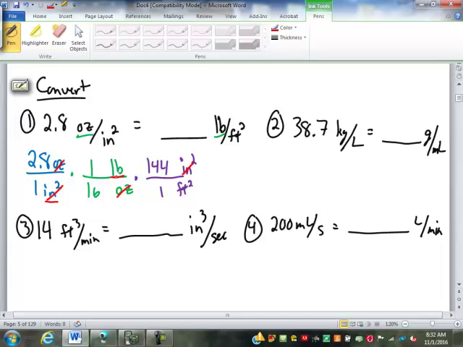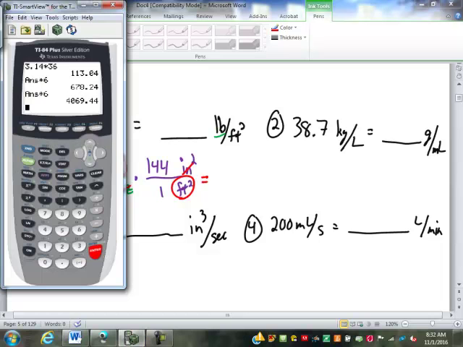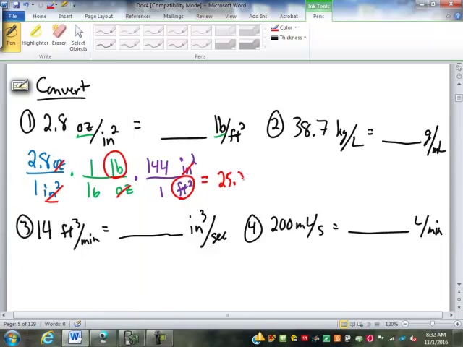So square inches are gone, and we do now have pounds on top, square feet on bottom. So we've got 2.8 times 144, then we're going to divide it by 16. 25.2 pounds per square foot. Anybody come up with that?